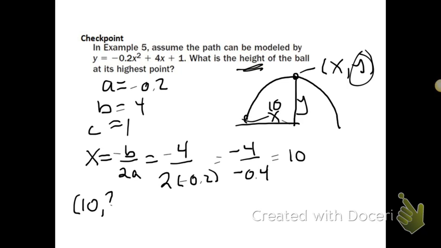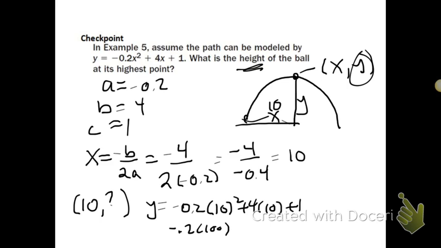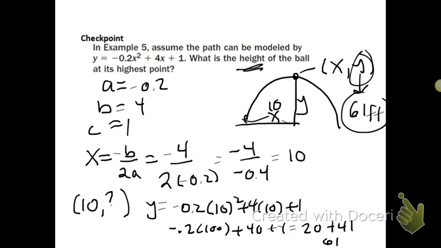So now I need to substitute that back in to find my y-coordinate here. So I'm going to do y equals negative 0.2 times 10 squared plus 4 times 10 plus 1. So this is going to be negative 0.2, 10 squared is 100, so I multiply that by 100, plus 4 times 10 is 40, plus 1. 0.2 times 100 is just going to be 20, plus 40 plus 1 is really just 41, and I get 61 feet. So I think the height of this ball is going to be 61 feet in the air.